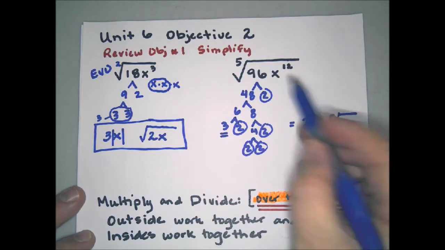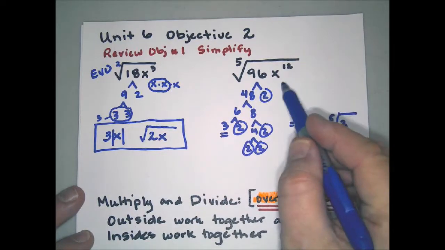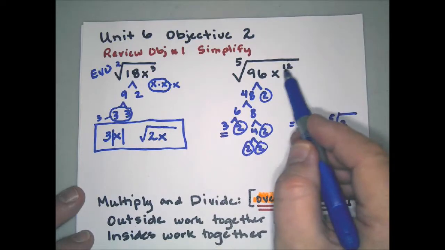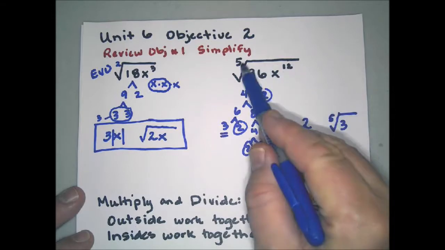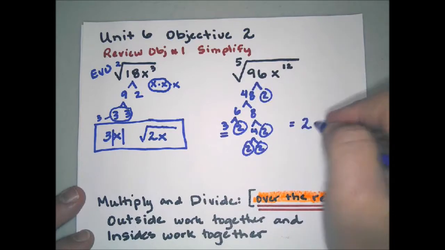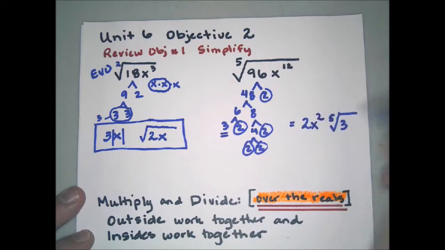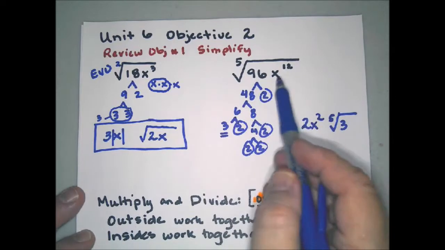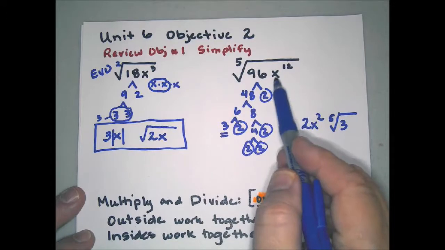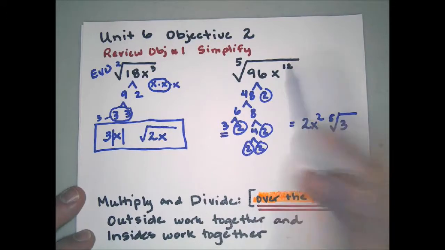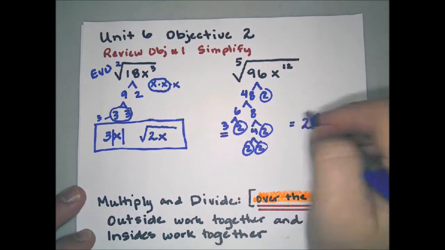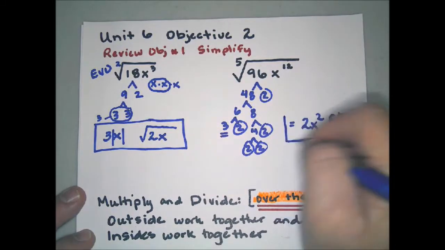And now I have to worry about the x to the 12th. Now, I could write all 12 x's right here, but let's do some easy division. If there are 12 x's, and I'm grouping them up into groups of 5, I'm going to get 2 groups. And it's going to take 10 of those x's to get those 2 groups. I'm going to use up 10 of those x's. So all I'm going to be left with is x squared on the inside. And that's that answer.